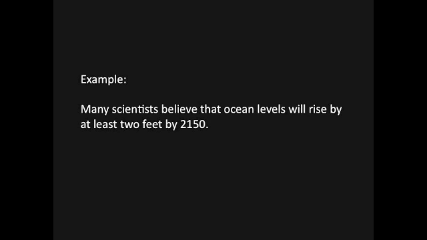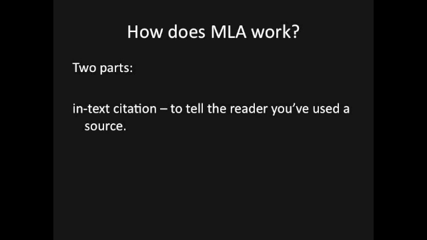When we do that, then we have to provide at the end of that sentence a citation, a little note to tell the reader, hey, I've used a source here. This information is not entirely my own. So what we provide is called an in-text citation. Sometimes it's called a parenthetical citation or a parenthetical reference because it's inside parentheses at the end of your sentence. And the in-text citation, which goes at the end of the sentence, fulfills your ethical obligation.